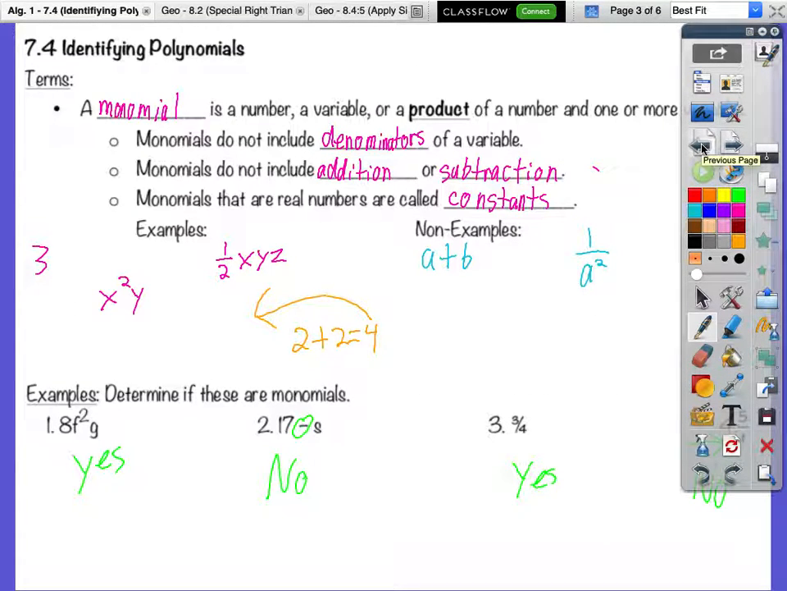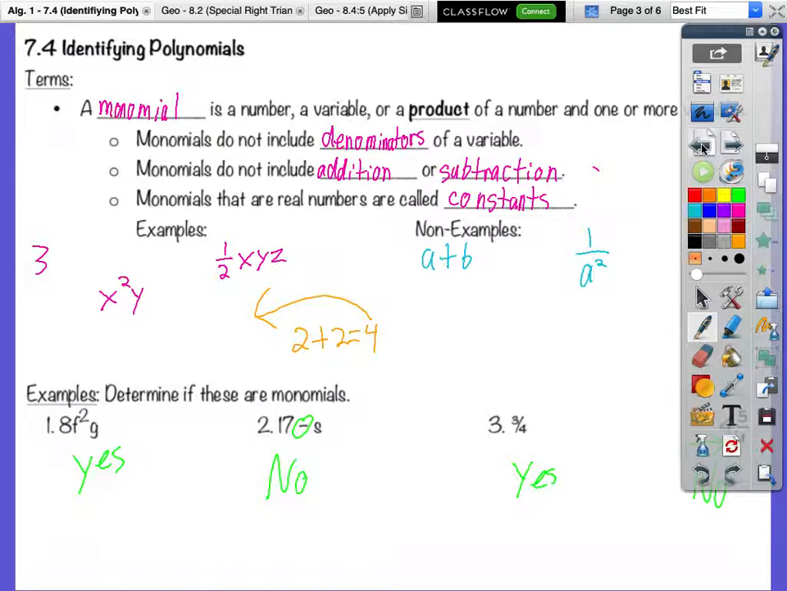7.4, we talked about a monomial. What was a monomial? We said it's a number, variable, or a product of a number and one or more variables. Mono means one thing, one term. There are no plus signs or subtraction signs, and we do not have variables in the denominators. If it's just a real number by itself, like 3, for example, it's called a constant.